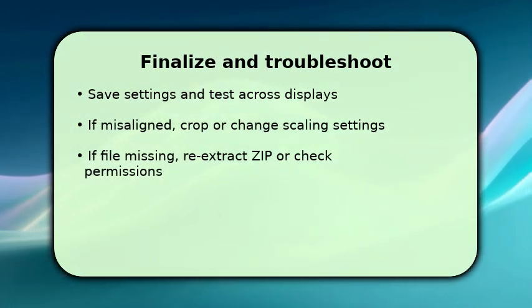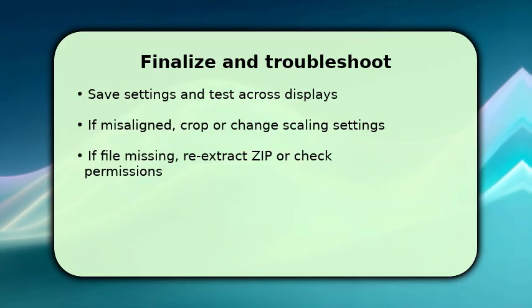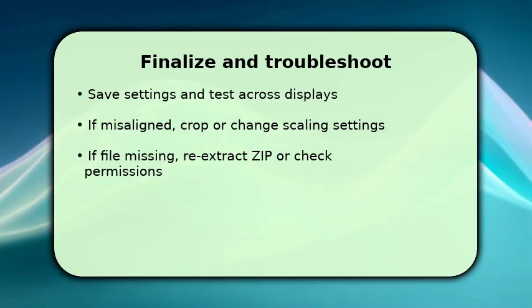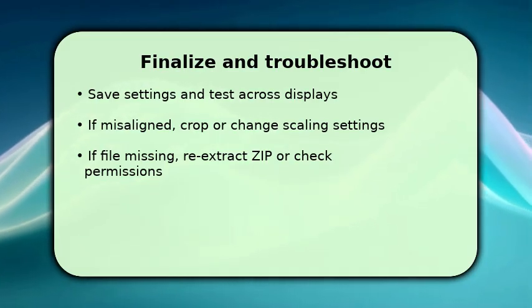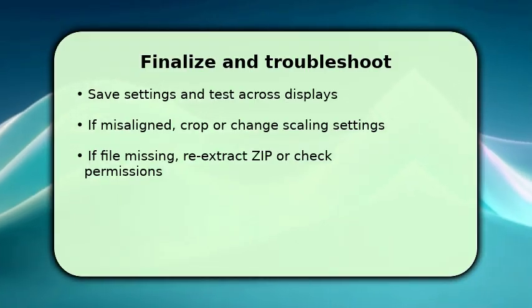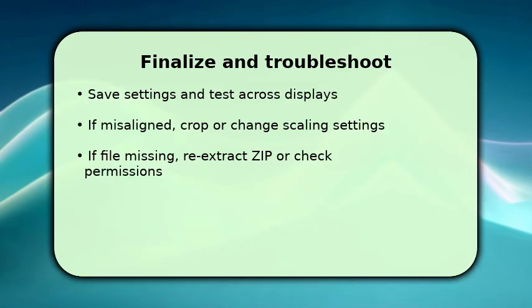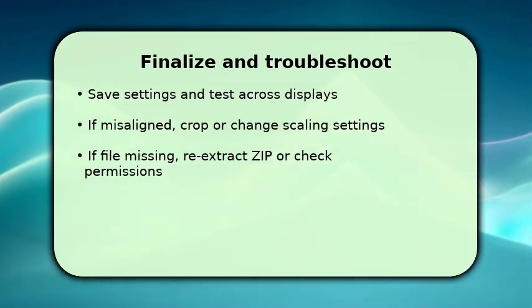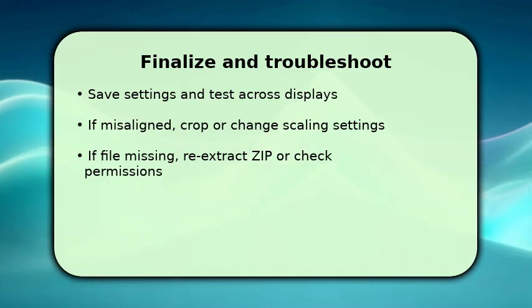If the image appears cropped or blurry, change the fit option or open an editor to crop to the display aspect ratio and reapply. That fixes scaling problems quickly. If the wallpaper disappears or files are missing, re-extract the ZIP to a different folder and check file permissions, because locked files or path changes are the usual culprits. One quick fix: reboot or reapply the wallpaper.